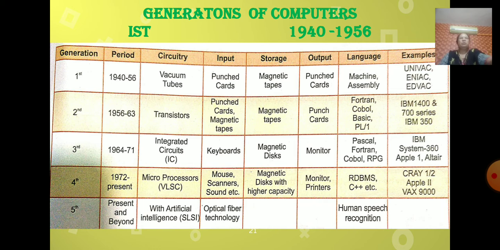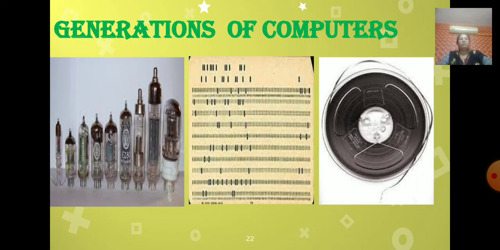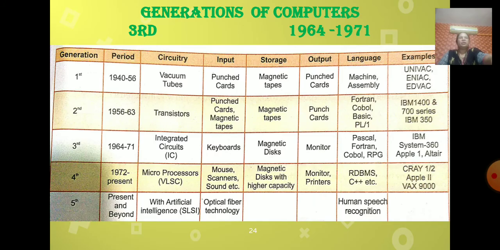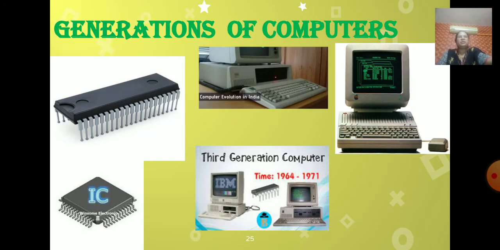Now we will see vacuum tubes, punch cards and magnetic tapes, right? Then here you can see the components of second generation computers: transistors, punch cards, and again magnetic tapes. Now these are the third generation computers, that is IC, integrated circuits. The components were integrated circuits, and you can see the third generation computer.